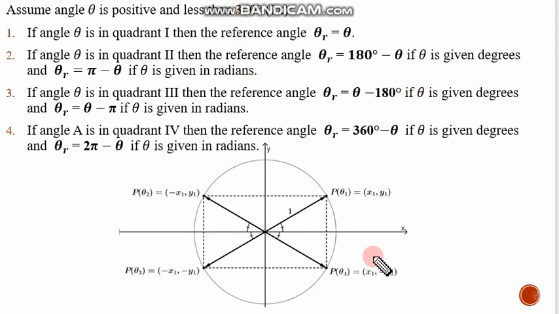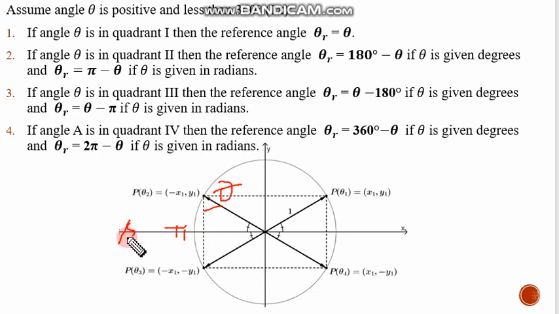Okay, so assume angle theta is positive and less than 360 degrees or 2 pi. If angle theta is in quadrant 1, then the reference angle is equal to the angle itself. If angle theta is in quadrant 2, then the reference angle is equal to 180 degrees minus theta, or the angle. So, 180 degrees minus theta. If it is in radian, that is pi minus the angle.